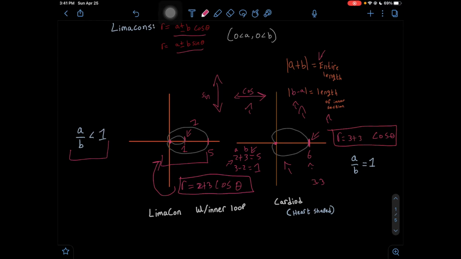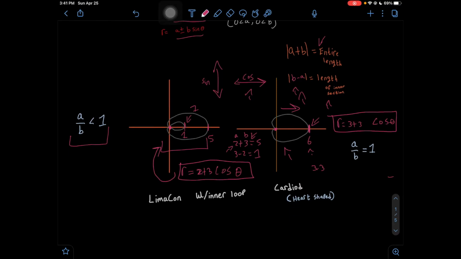And if you're wondering when it would be minus, well, right now we can see it's facing to the right. If it were negative, so r equals 3 minus 3 cosine theta, this graph would be flipped 180 degrees, and it would be facing to the left. But in this scenario, it's facing to the right. That's why we have a positive b value.